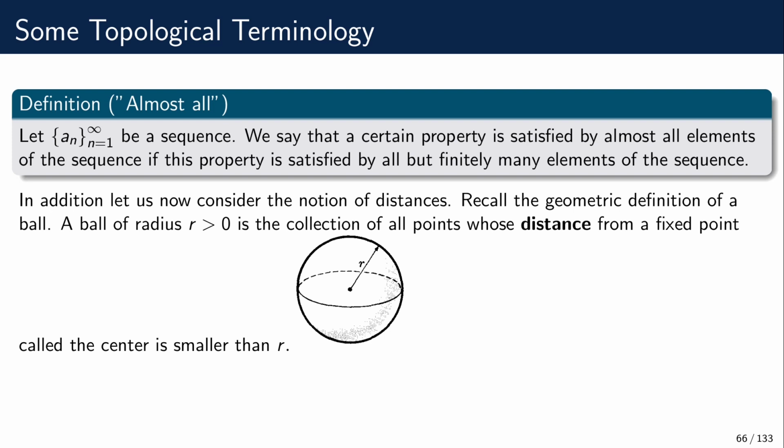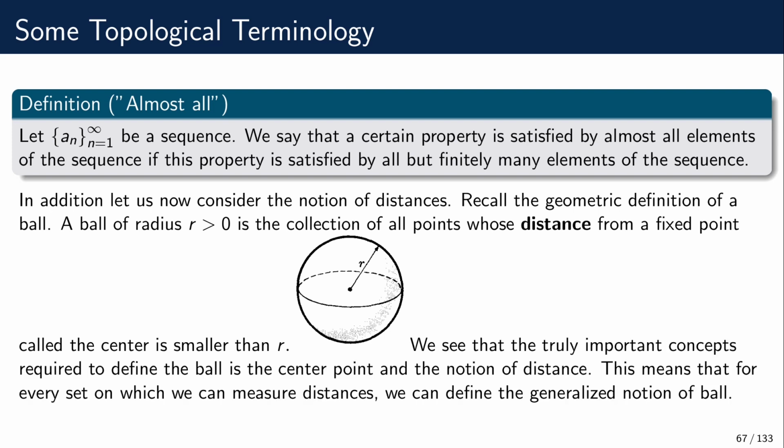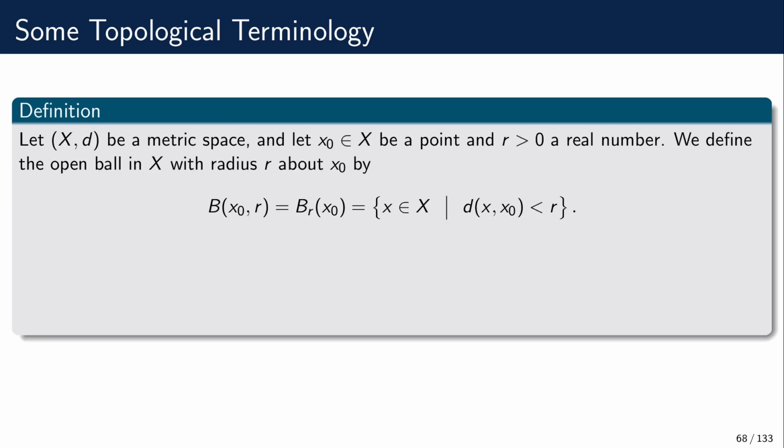So this is a ball, and we can define a ball in any metric space, right? In any space where we can measure distances, we can define this general notion of a ball by saying, given a center point, we can now look at all the points whose distance to this point is smaller than this radius. This will be called an open ball, right? And this is super important, and we will see why in terms of convergence. Okay, so let us now make this definition.